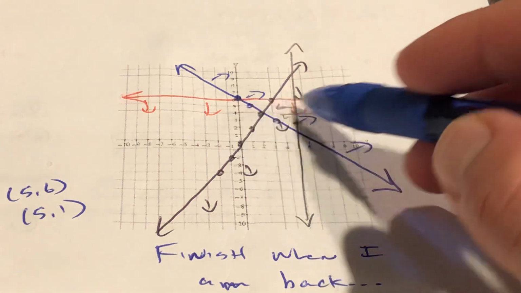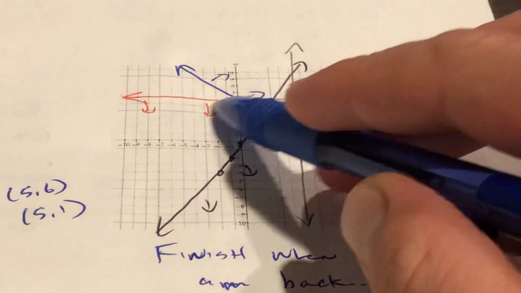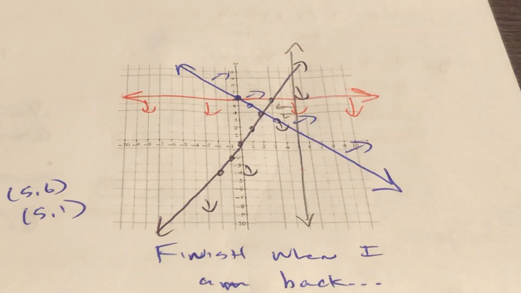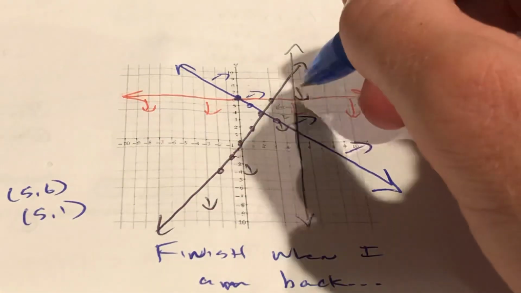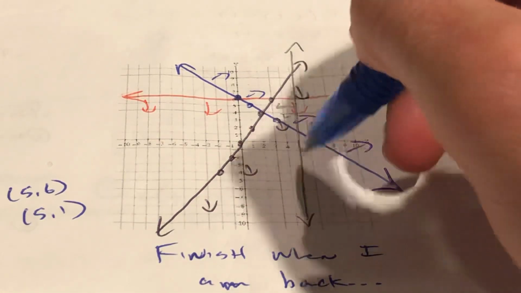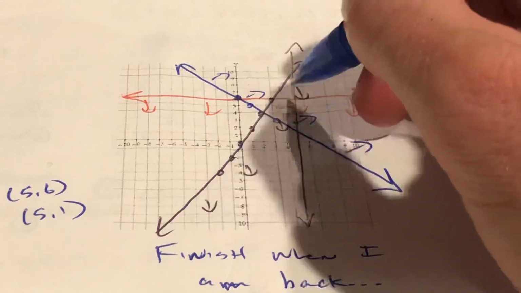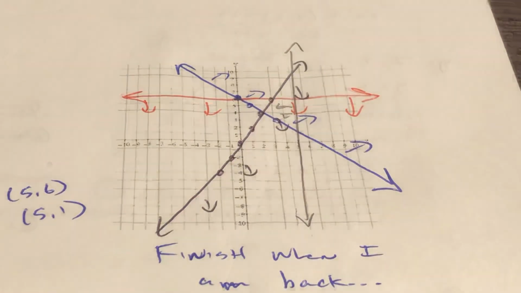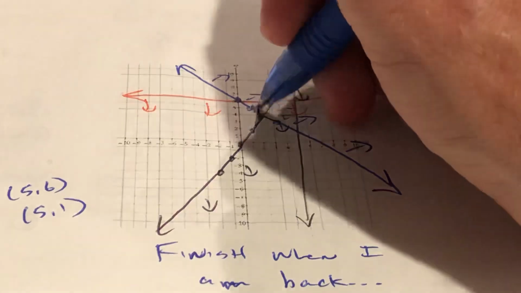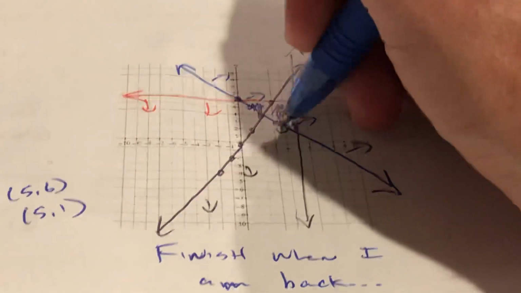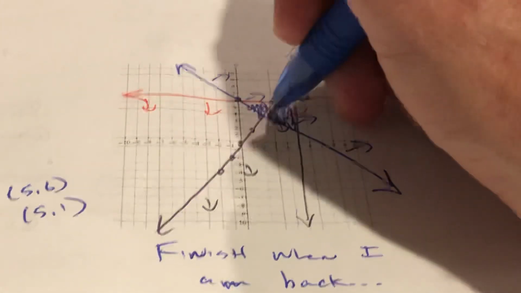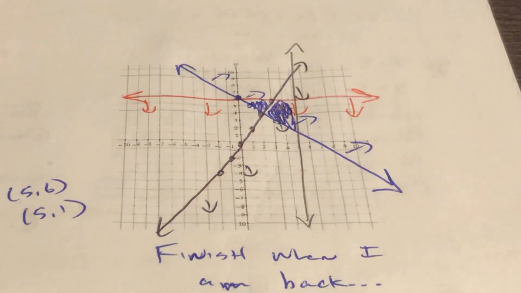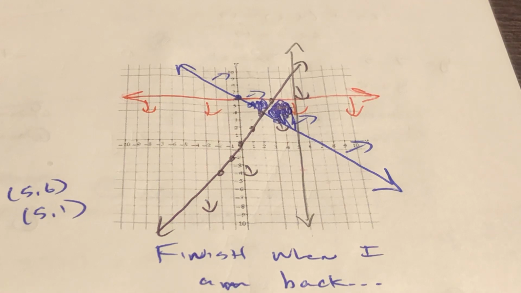Y is less than or equal to 6. Horizontal line, you're going to shade below. And lastly, x has got to be less than or equal to 5. Straight vertical line, and you're going to shade to the left. Anyway, where all the shading comes together is this region here. This is the region of feasible solutions. Any points in this region would satisfy all 4 of those constraints.